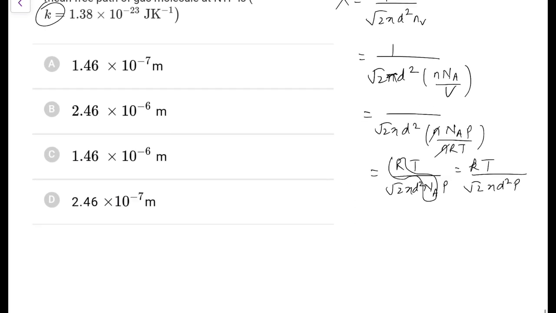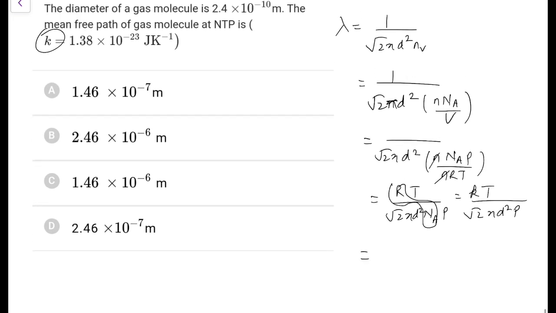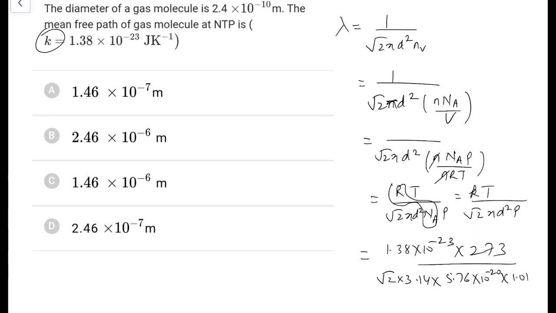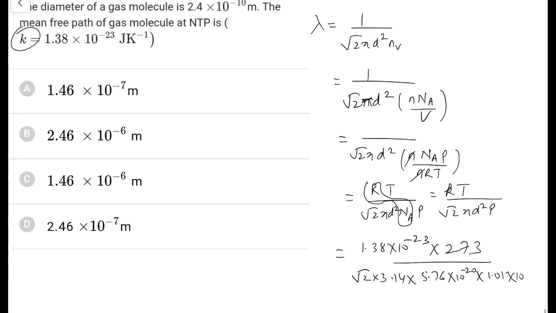Now we have to substitute the values. Let me check the value. Substituting k as 1.38 into 10 to the power minus 23, and at NTP the temperature we take as 273, root 2 pi I can write as 3.14, d square is 2.4, that is 5.76 into 10 to the power minus 20, and pressure at NTP you take as 1.01 into 10 to the power 5.